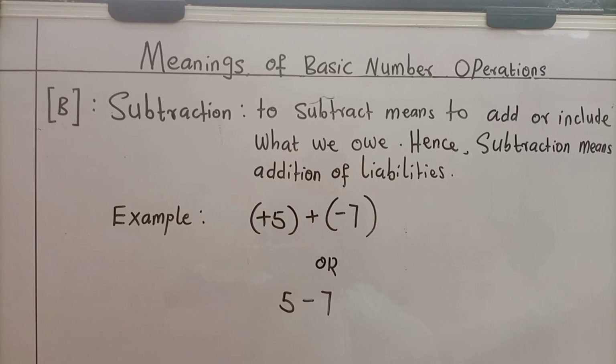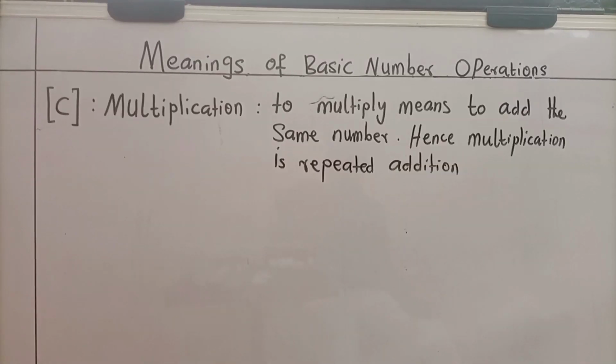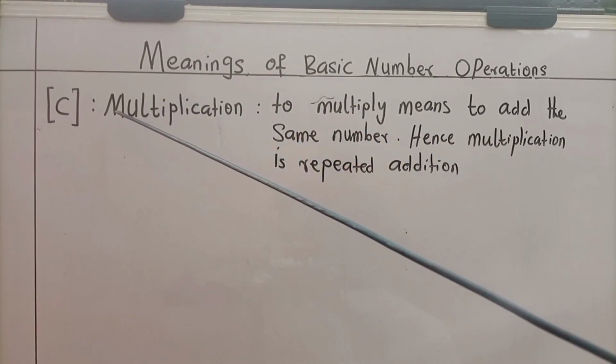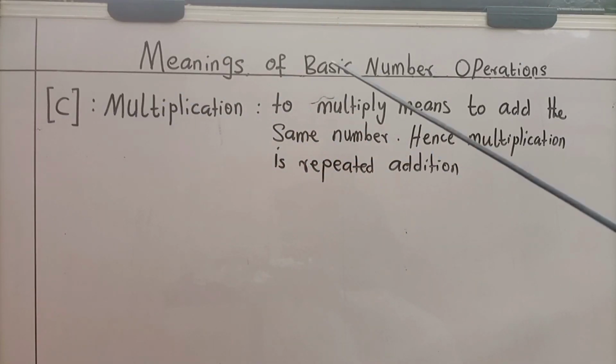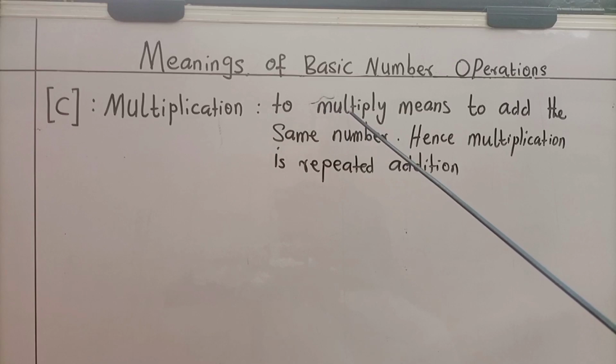Can somebody repeatedly have? Yes. Can somebody also repeatedly owe? It is also yes. That takes us to the third number operation, that is multiplication. Let's see. As you can see, we turn to the third number operation, that is multiplication. What does it mean to multiply? To multiply means to add the same number. We have learned earlier that to add means to combine. So if we are adding numbers, we are combining numbers.